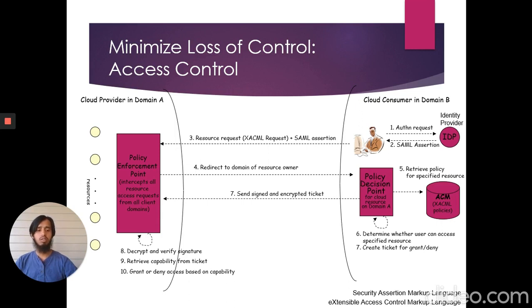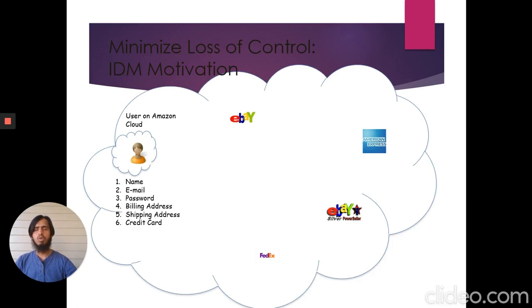determines whether the user has access to the specified source, creates a ticket for the grant and deny, and then that is again sent to the provider. It will then decrypt and verify the signature and then deny or allow access based on the capabilities. If the control that is being asked by the consumer is acceptable by the provider, then it grants the access to the consumer. So now identity management is also very important for minimizing the loss of control.